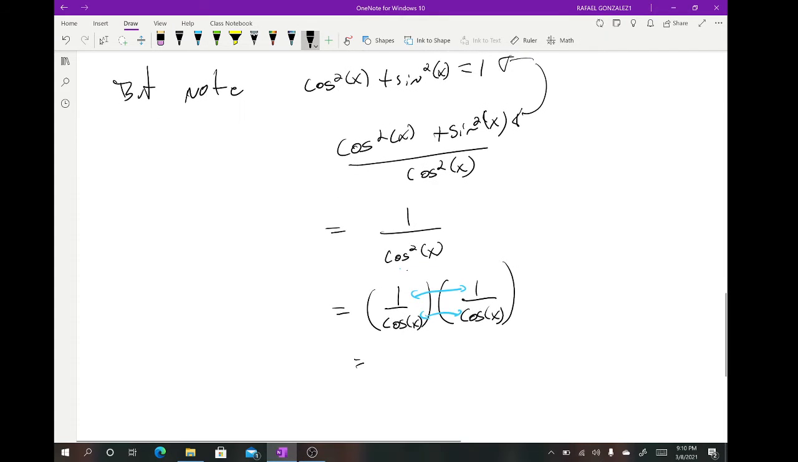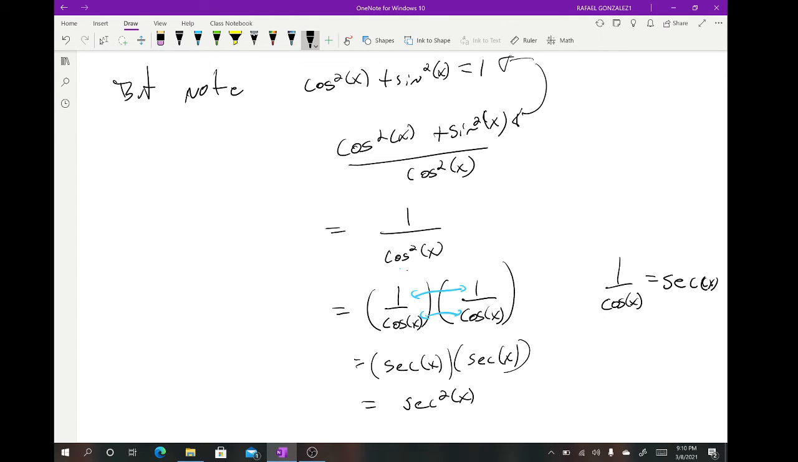But the reason why I'm doing this is because 1 over cosine of x is exactly secant. So if you don't remember from trigonometry, from pre-calc, 1 over cosine is the same thing as secant of x. That's how we define secant. This is a reciprocal of cosine. So here what I have is 2 secants of x, secant of x times secant of x. But that is precisely secant square x, because I have 2 of them and I'm multiplying them.